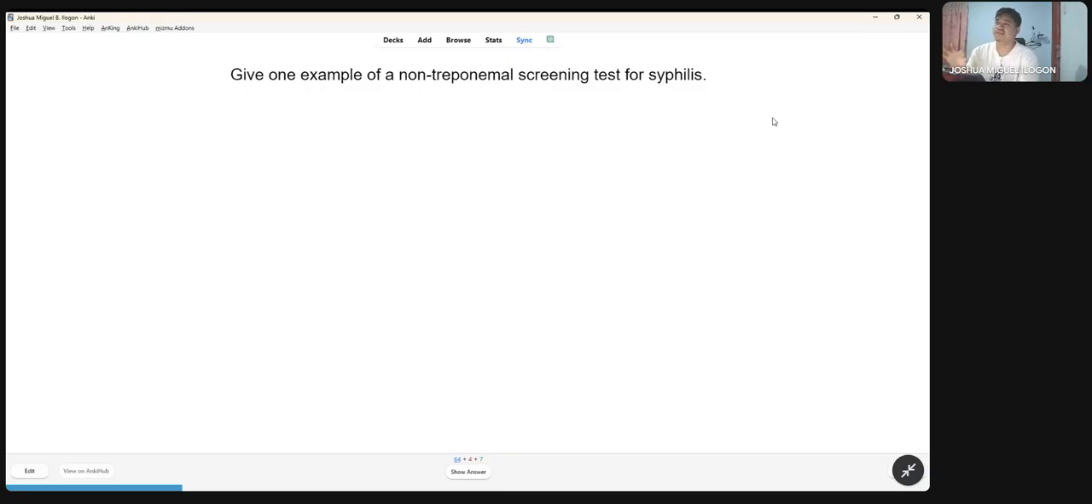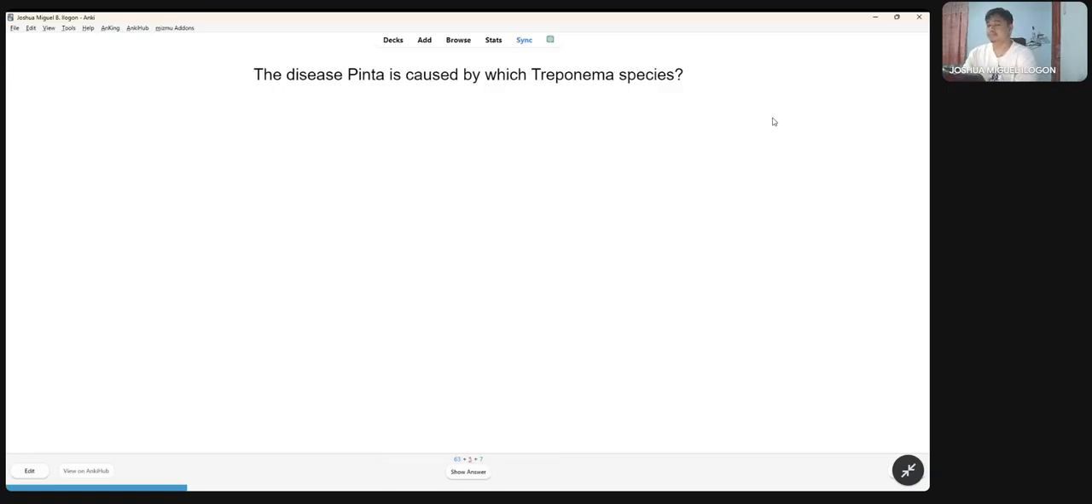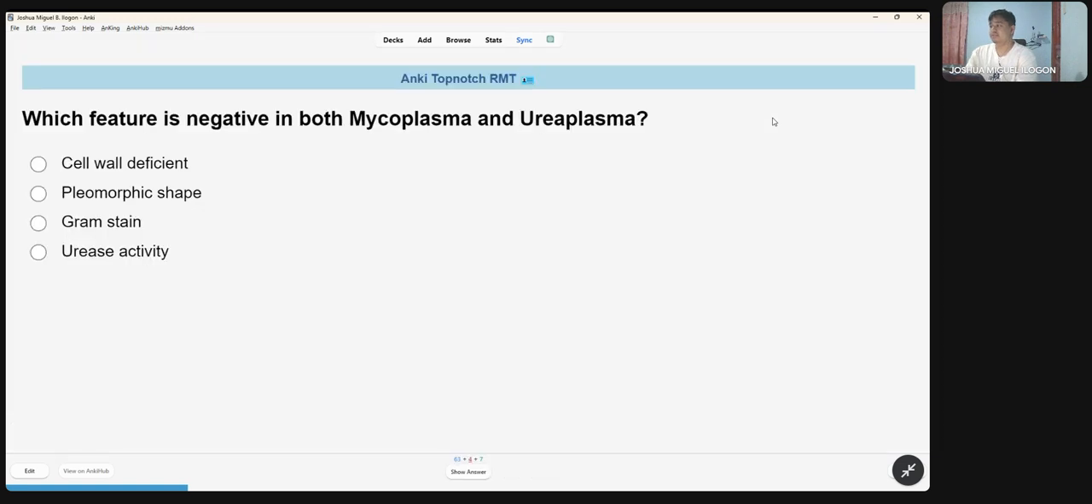VDRL, RPR, USR, and what's the other one? TRUST and ELISA. ELISA. Pinta is your carate for sure.